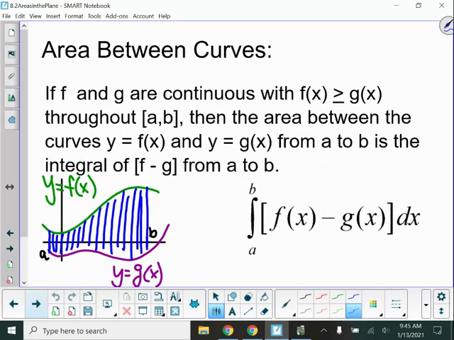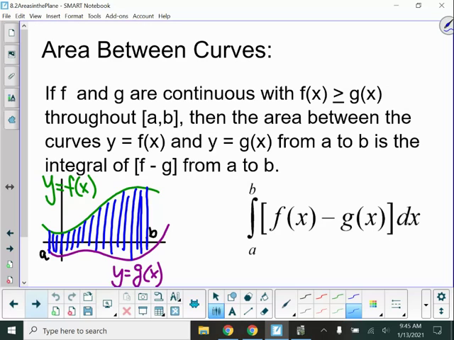Some of our questions are going to look like the figure that we have drawn here between f of x and g of x. So if f and g are continuous functions and f is greater than or equal to g throughout your interval a to b, then the area between the curves is going to be the integral from a to b of f of x minus g of x. So it's always going to be the top minus the bottom.